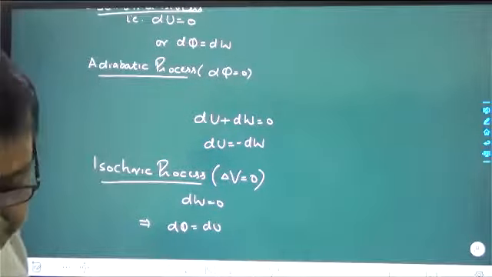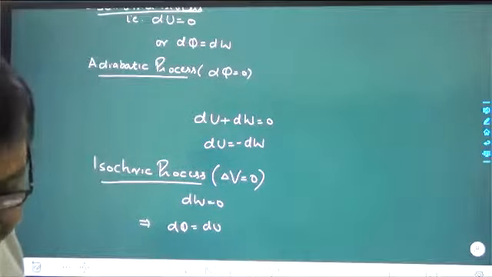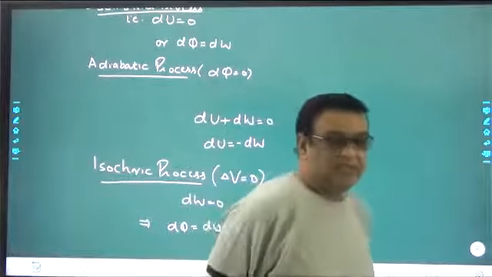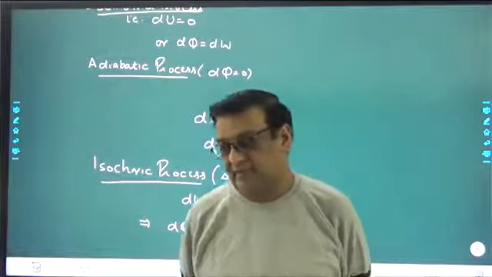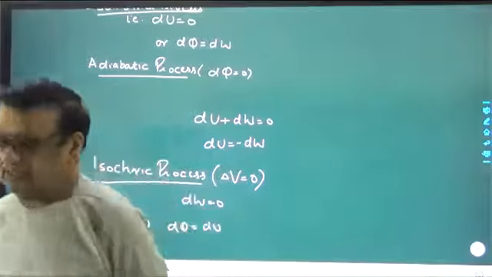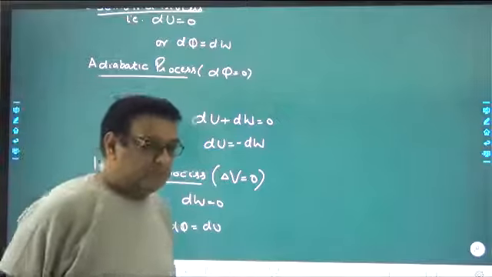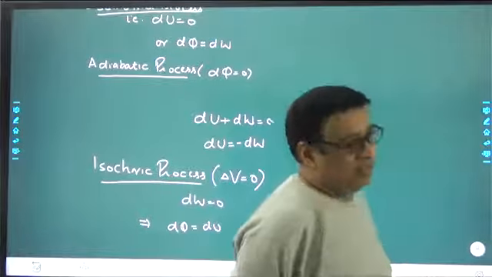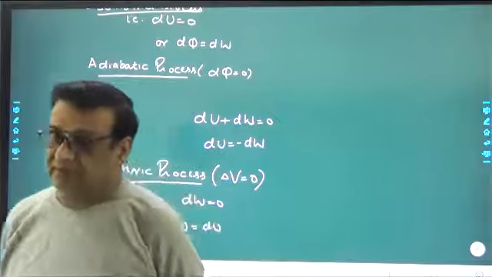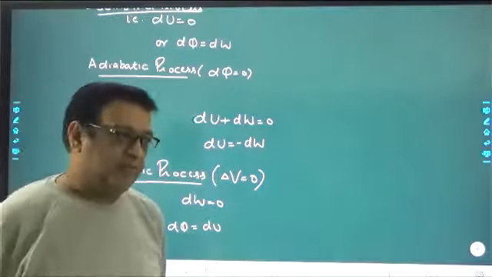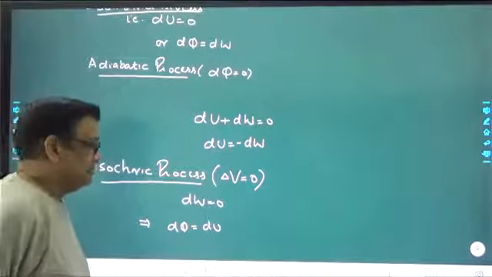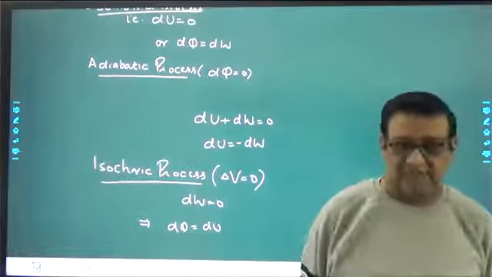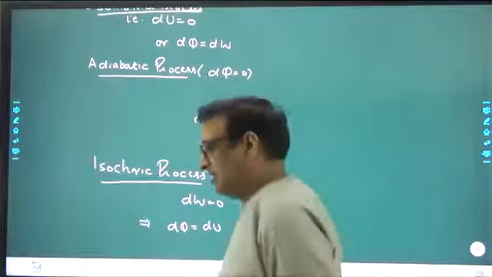Isochoric process is one in which volume of the thermodynamic system is constant, as no expansion or compression takes place. Work done in isochoric process is 0.